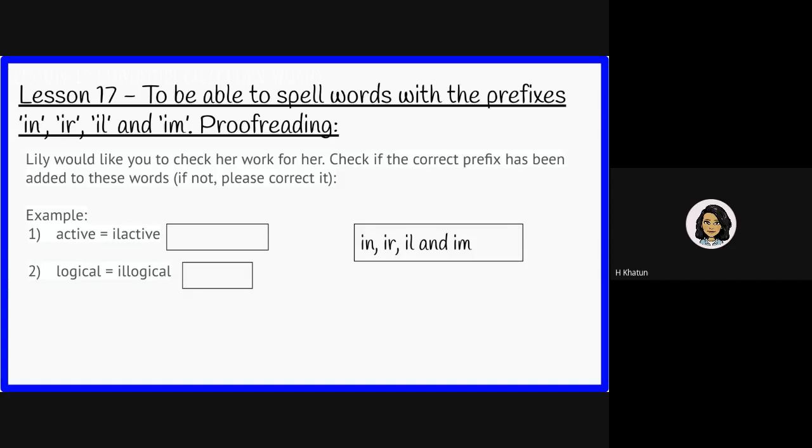I would like you to check Lily's work for her today. So Lily would like you to check her work for her. Check if the correct prefix has been added to these words. If not, please correct it.